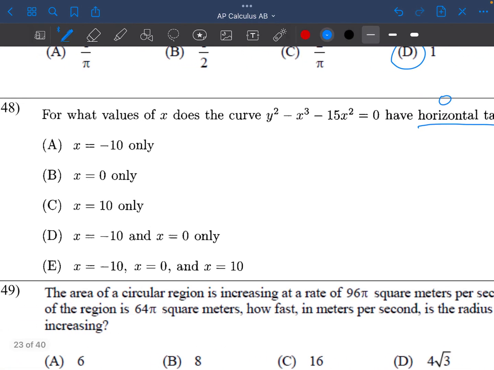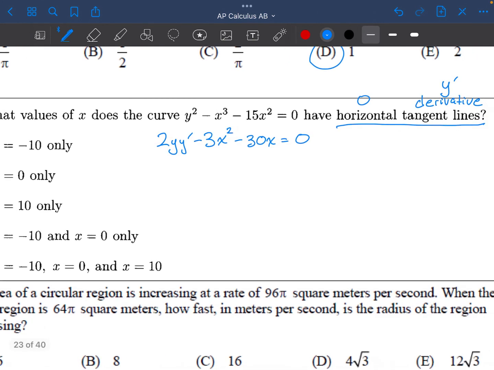So here we go. Taking the derivative, that's going to be 2y y prime minus 3x squared minus 30x is equal to 0. And we know that y prime is equal to 0, which means this entire term right here is going to go to 0. But I'll write it out just in case people want to see it. 2y times 0 minus 3x squared.